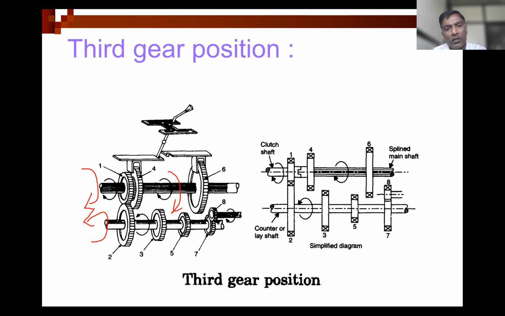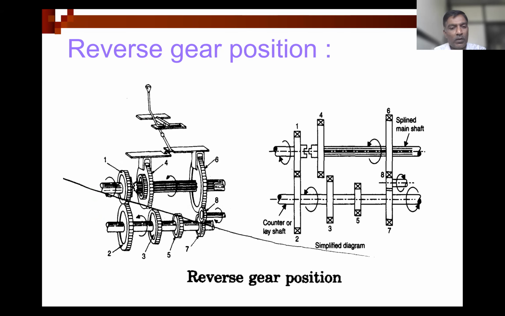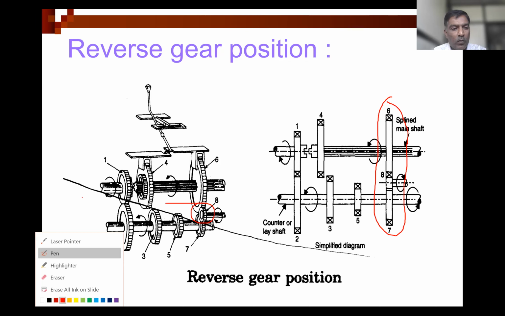And now we need to reverse in case of the reverse gear or reverse motion of the vehicle. So for that reason, we need to put one more gear in between the gear on the main shaft and the gear on the lay shaft. So this gear number 8 is in between gear number 7 and this 6. So with this combination, we can get the reverse gear position. Now you can check the direction of rotation.